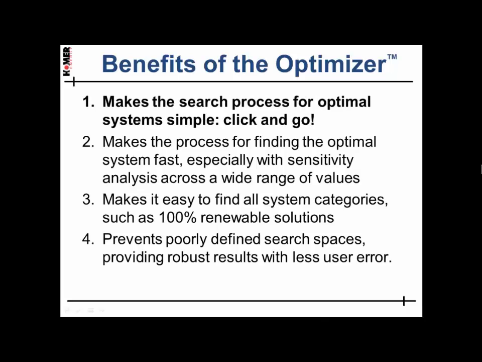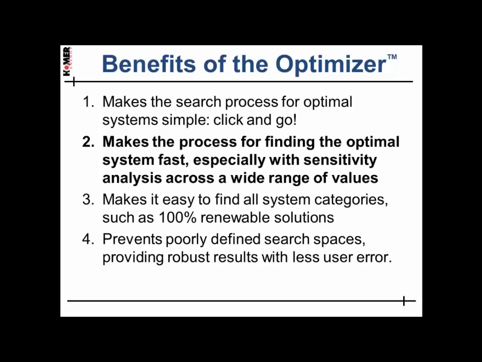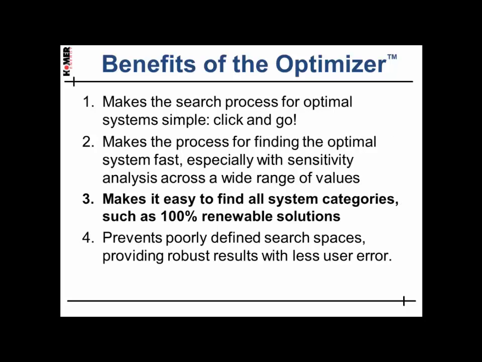1. The optimizer makes finding results in HOMER simple. It limits the user input required, enabling you to get click and go results. 2. The optimizer makes finding the optimal design fast, particularly when you're performing sensitivity analysis across a wide range of values. And 3. The optimizer makes it easy to find all system categories. For example, it makes identifying the lowest cost 100% renewable system straightforward.